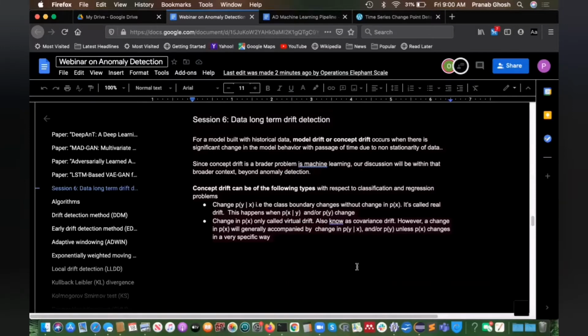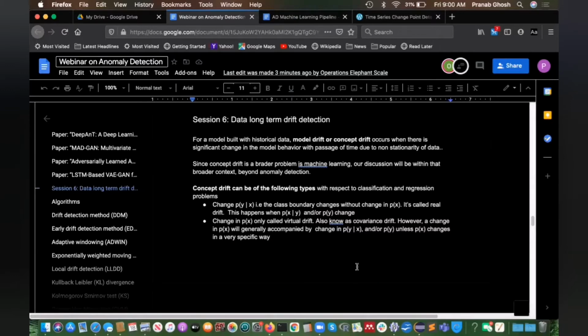So why is it important? It's important because the data is not stationary, or in other words, the statistical properties of the data change. So you might build a model based on some historical data at some point in time. And after that, if the statistical properties of the data change, then your model is not going to be very effective. So typically for a supervised learning problem, that manifests itself as increasing error rate as time goes on. So we'll be talking about various algorithms for detecting drifts in the data.